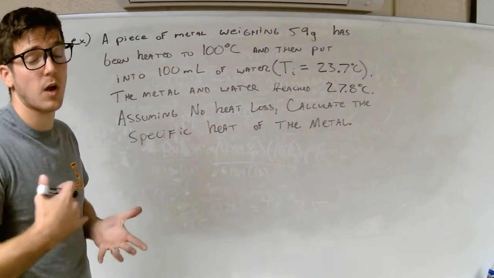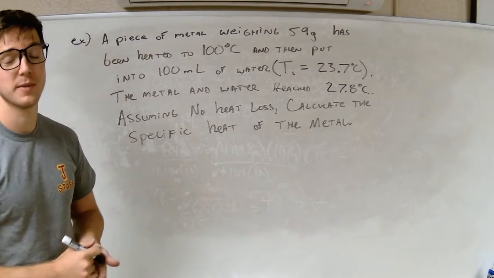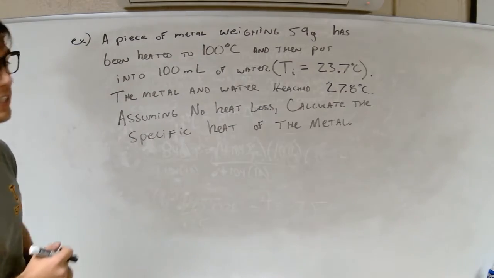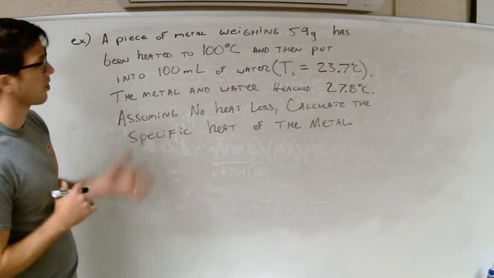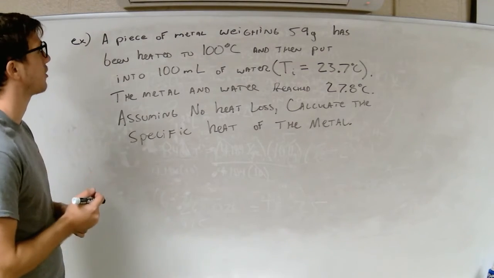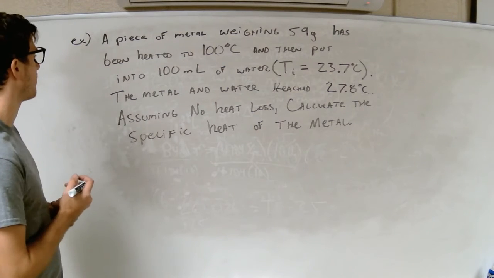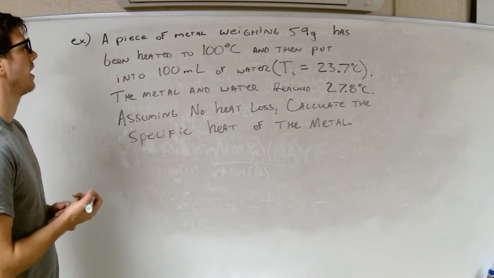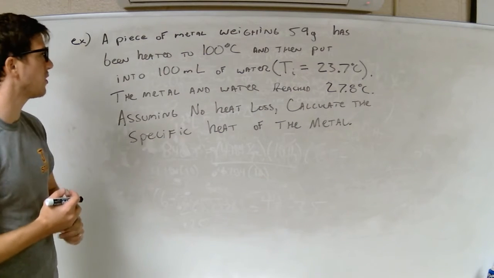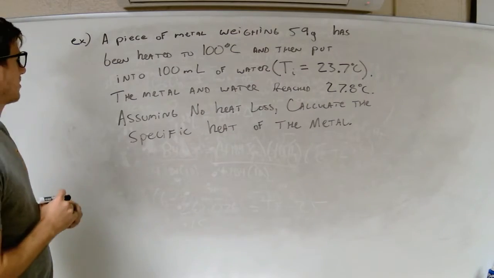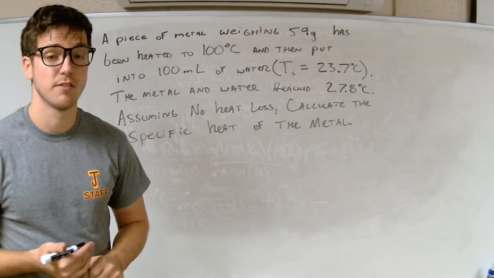So here is the hardest type of problem that you'll see that the AP likes to throw at you, because it's something that we will actually do in lab, or that actually happens in lab. So here the question reads, a piece of metal weighing 59 grams has been heated to 100 degrees Celsius and then put into 100 milliliters of water. The initial temperature of that water is 23.7 degrees Celsius. The metal and water reach 27.8 degrees Celsius. Assuming no heat loss, calculate the specific heat of the metal.